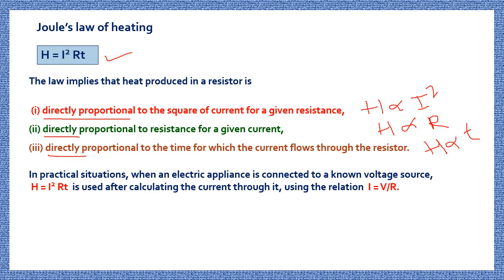So in practical situations, when an electric appliance is connected to a known voltage source, H is equal to I square Rt is used after calculating the current through it using the relation I is equal to V upon R. So this was Joule's law of heating.